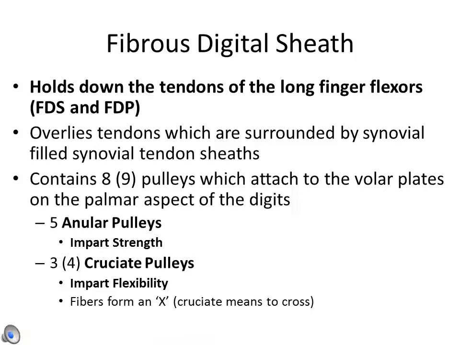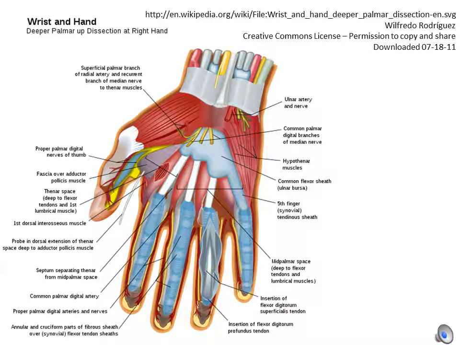There are 5 annular pulleys which wrap horizontally around the synovial tendon sheath. Their job is to impart strength. There are 3 to 4 cruciate pulleys, depending upon your resource, and these are in an X-shaped form that impart flexibility. Pause to study this great slide, which depicts not only the fibrous digital sheath, but also the tendons, the nerves, and the vasculature.